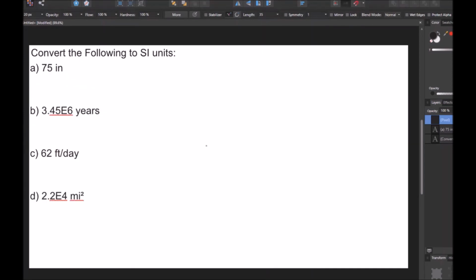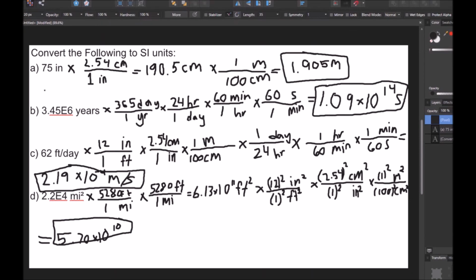Okay, so in this next question we're asked to convert the following to SI units: 75 inches, 3.45 times 10 to the 6 years, 62 feet per day, and 2.2 times 10 to the 4th miles squared. So this is what I have. So for this first one, you're going to want to convert inches to centimeters, and then centimeters to meters, because that's your SI unit of length.